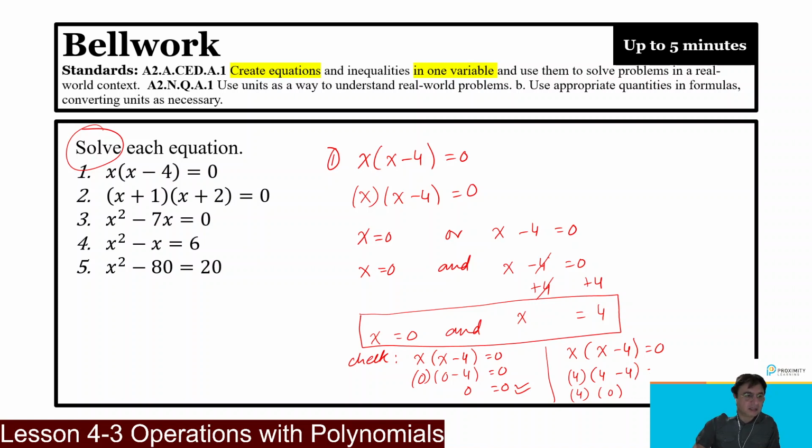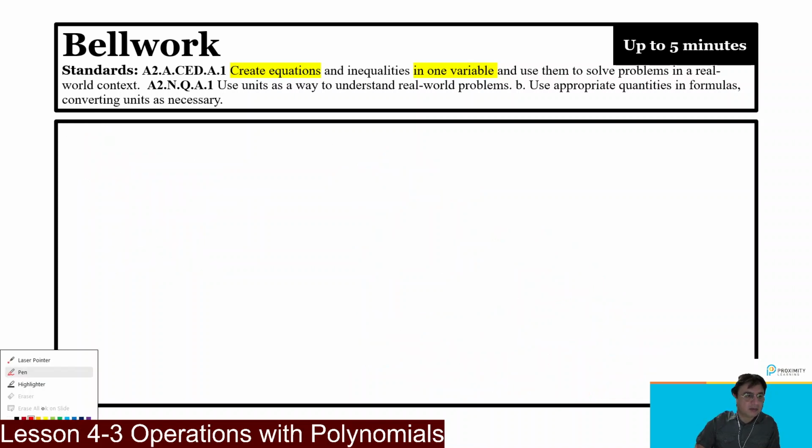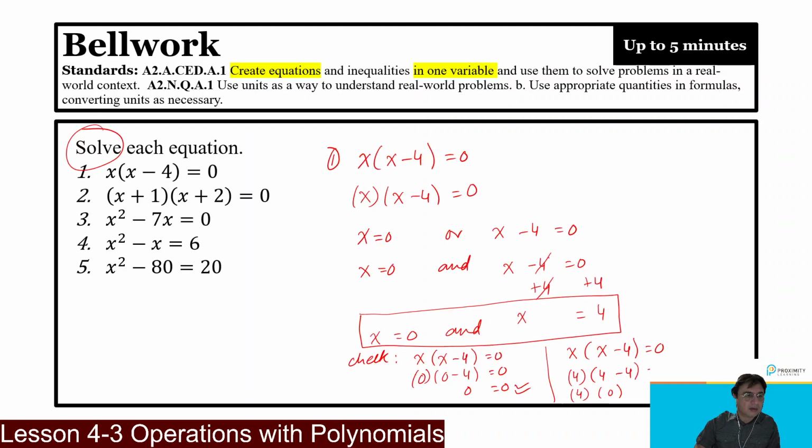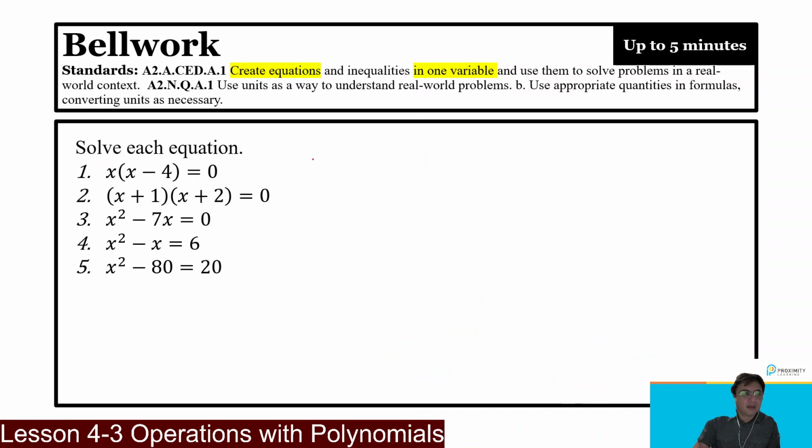Alright, let's look at question number 2. For question number 2, we have x plus 1 times x plus 2 equals 0. Again, if either one of these quantities is a 0, then the result will be 0, because 0 times anything is a 0. So we say either x plus 1 is a 0 or x plus 2 is a 0. In either case, it works for me.